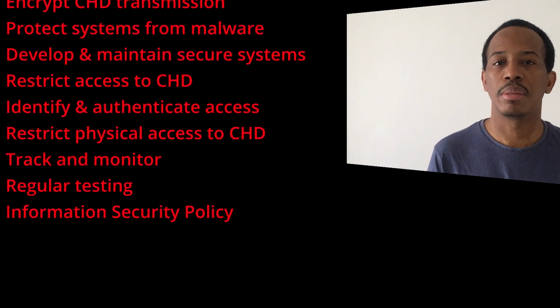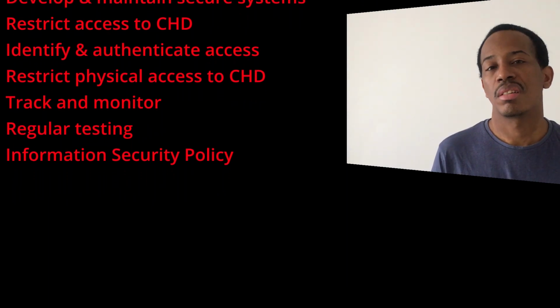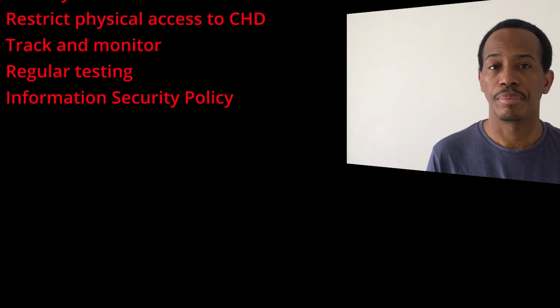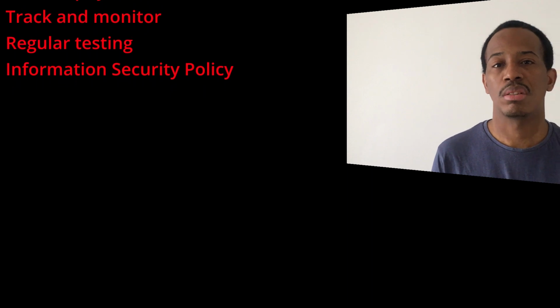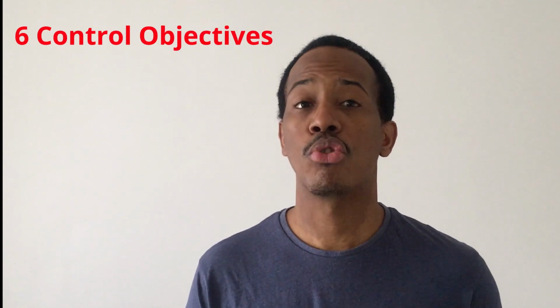access to cardholder data by business need to know, identify and authenticate access to system components, restrict physical access to cardholder data, track and monitor all access to network resources and cardholder data, regularly test security systems and processes, and finally, maintain a policy that addresses information security for all personnel. Quite prescriptive. Now, the 12 requirements are also organized into 6 logically related groups, and these are called control objectives.